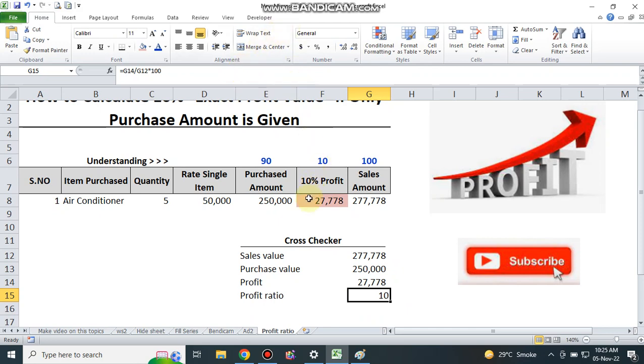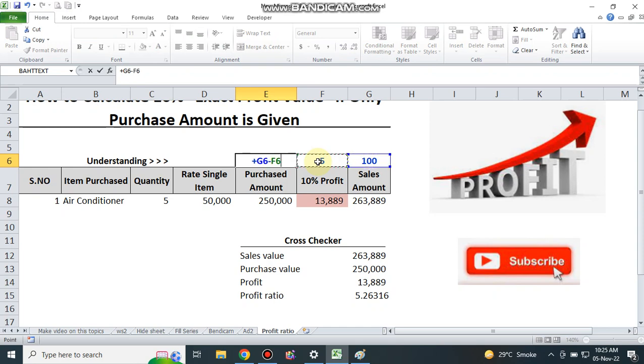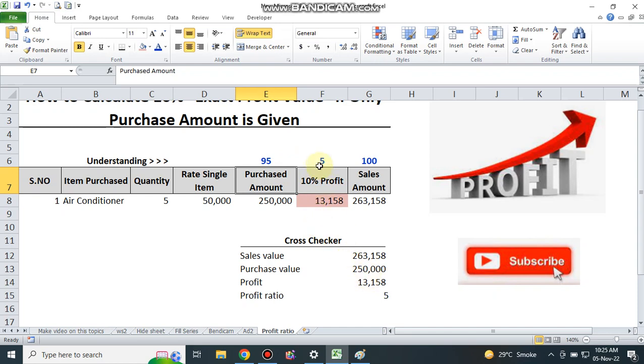I will check it through a cross checker. This profit is my 10% of sales value, or I reverse calculate through purchase rate. If you want to check like this, say I want to make a profit of 2% or 5%, I make it 5, and here is 100, and 100 minus 5 is equal to 95. Now you see I get the result, 5% profit.